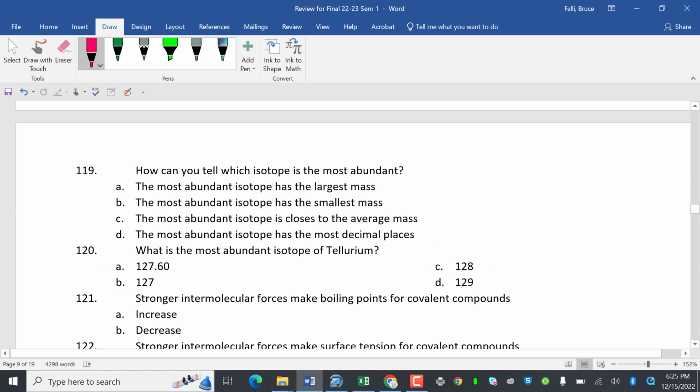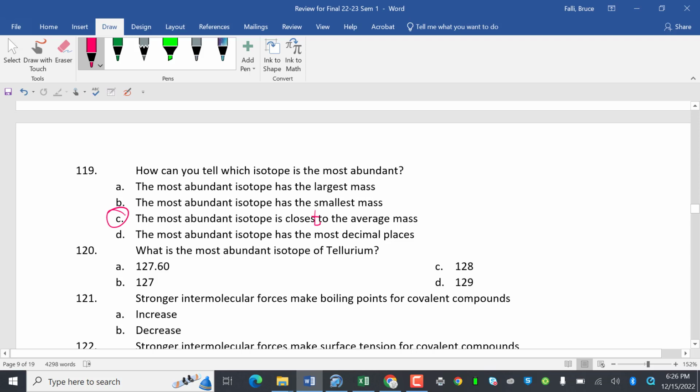How can you tell which isotope is most abundant? It has the biggest percentage. The most abundant isotope is closest to the average mass. Closest to the average mass.